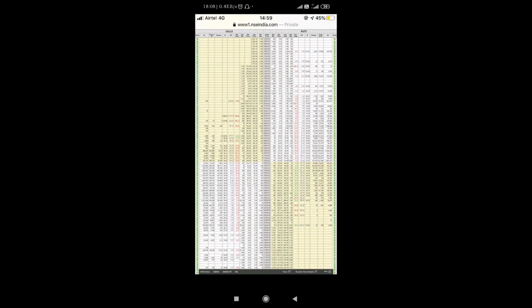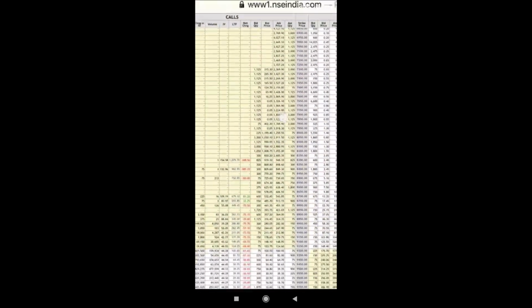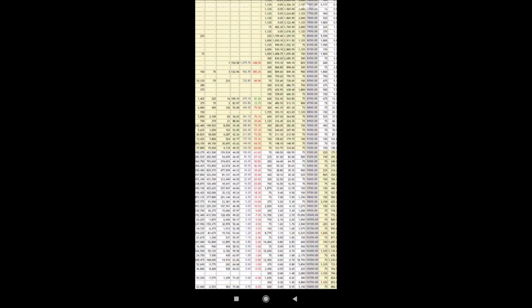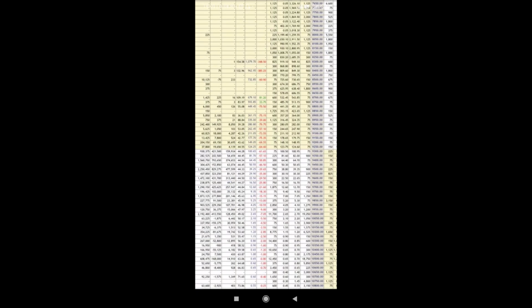Let me also give you a reference back so that I'm not faking anything. This is the 14:39 time. As you can see, this is the 9500 strike, and the change in OI is 8 lakh 30,000. Now at 3 p.m., the change in OI is down to 7,34,000 at the 9500 strike price.